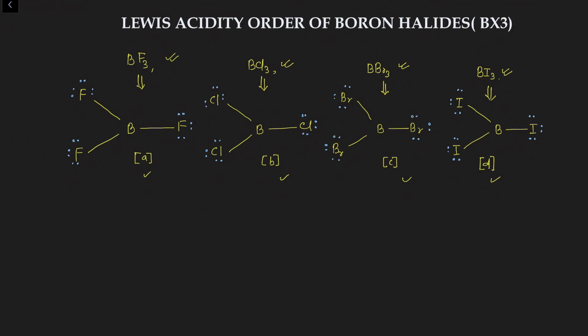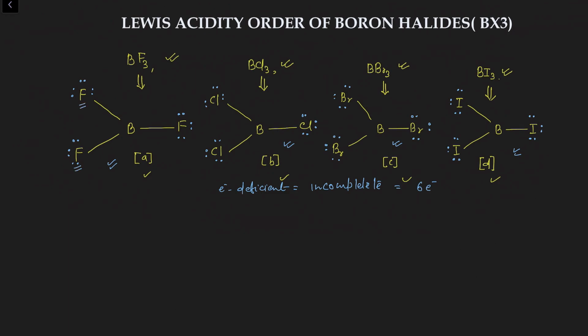When you observe all four structures, you will find that all halides of boron are electron deficient species. Electron deficient species means they do not have a complete octet. These have an incomplete octet, meaning they have 6 electrons in their valence shell after the sharing of electrons.